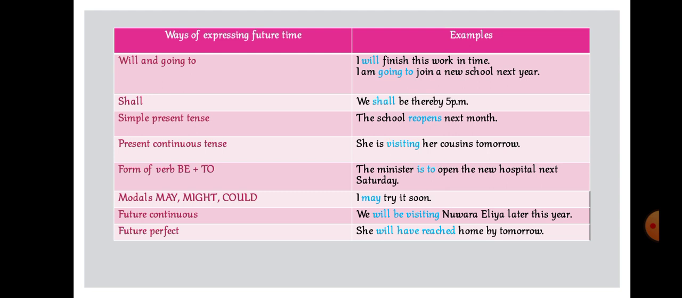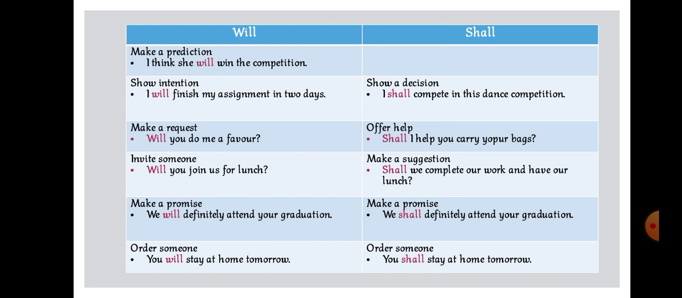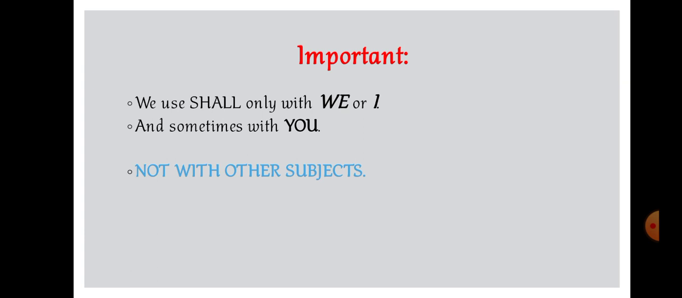First of all, I explained the first two ways, that is will and shall. In this table, I explained the uses of will in one column and the places where we use shall in another column. You need to remember this in order to do the exercises. Another important point: when you use shall, you only use it with we or I, and sometimes you, but not with other subjects. Shall cannot be used with other subjects. You must always remember that.